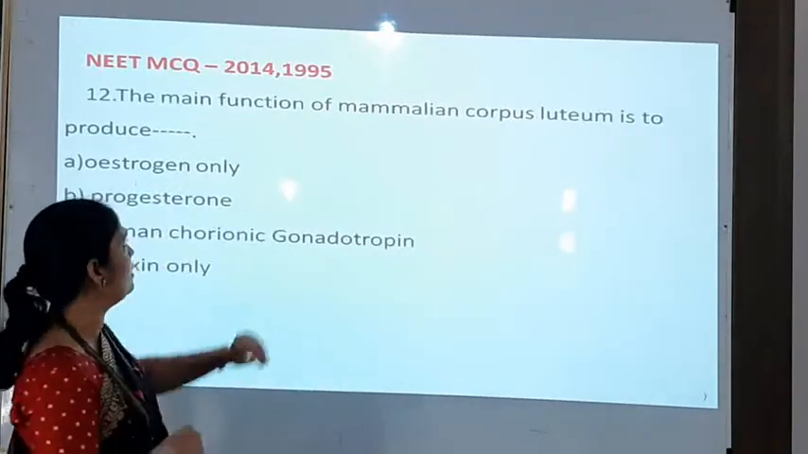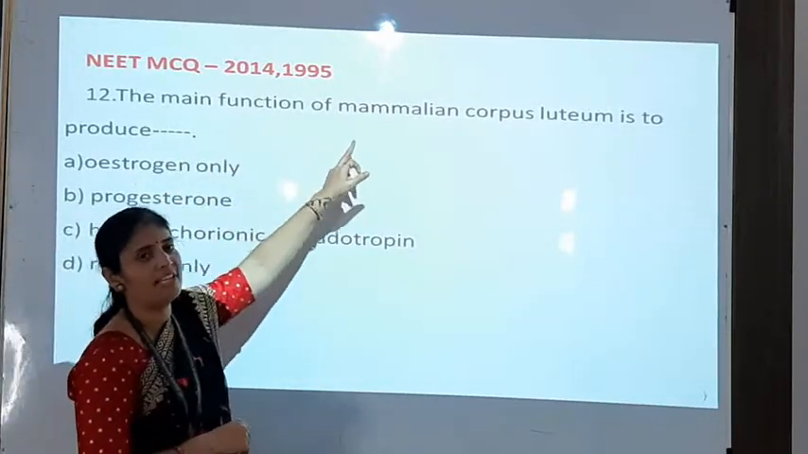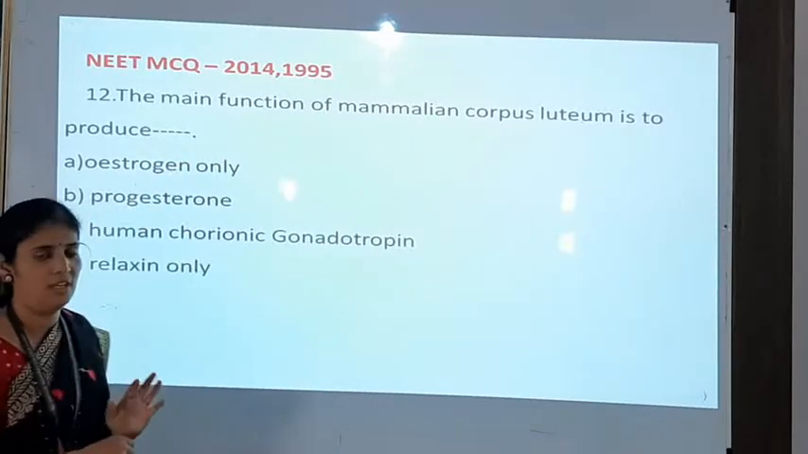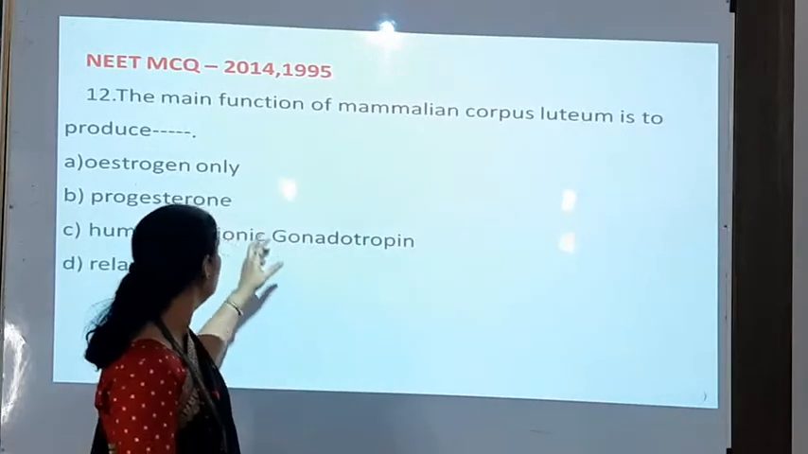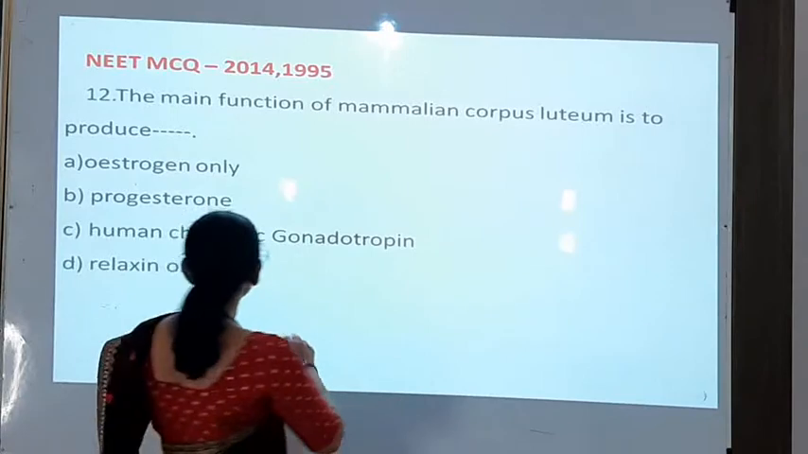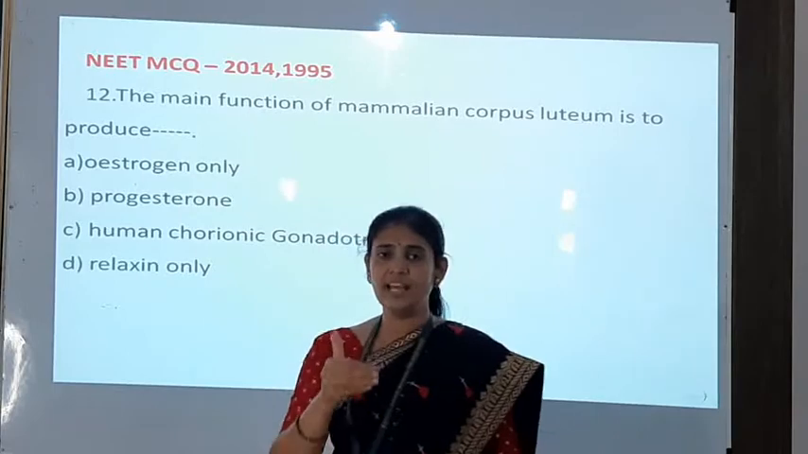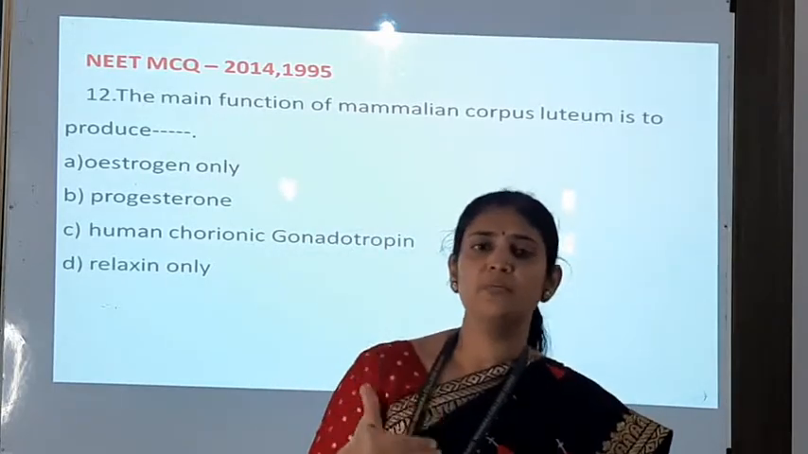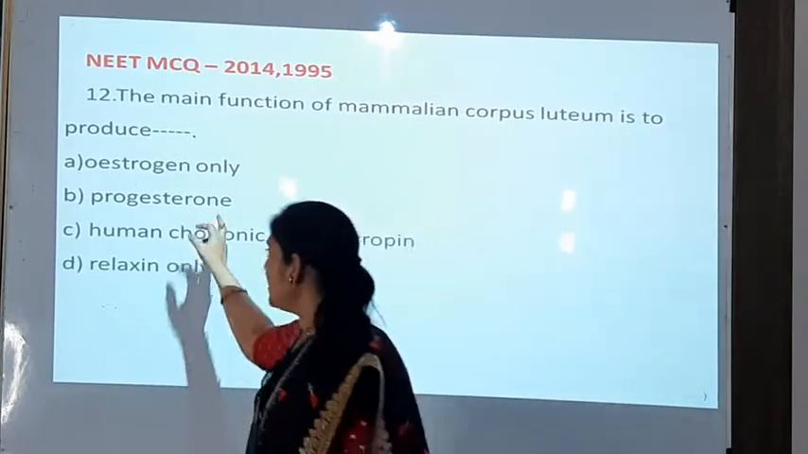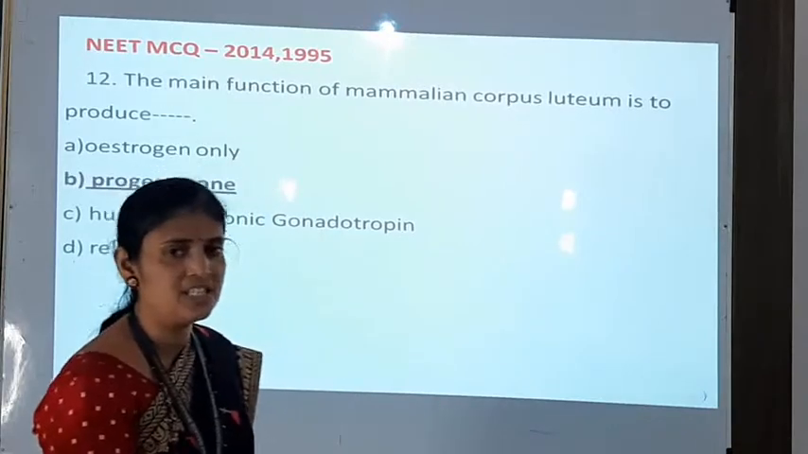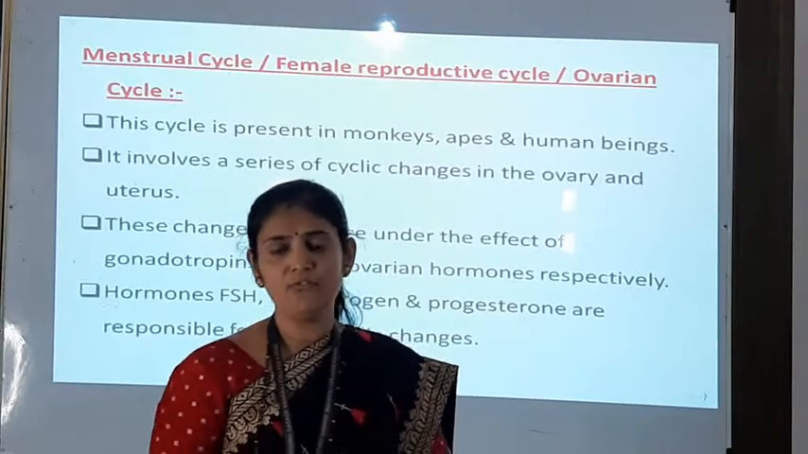Now the second question, which was asked in 2014 and 1995. The main function of the mammalian corpus luteum is to produce which hormone? Here four options are given: estrogen only, progesterone, human chorionic gonadotropin, and relaxin only. As we have just seen, the corpus luteum is secreting the progesterone hormone, and therefore option B is the correct answer of this question. Okay, so this is all about the ovary and ovarian follicle.